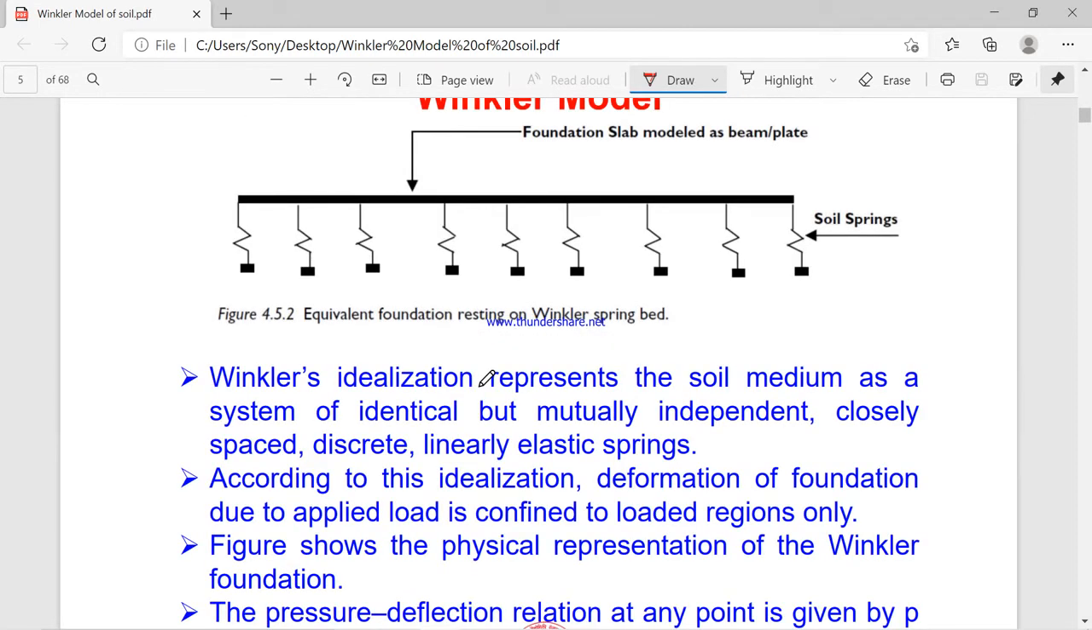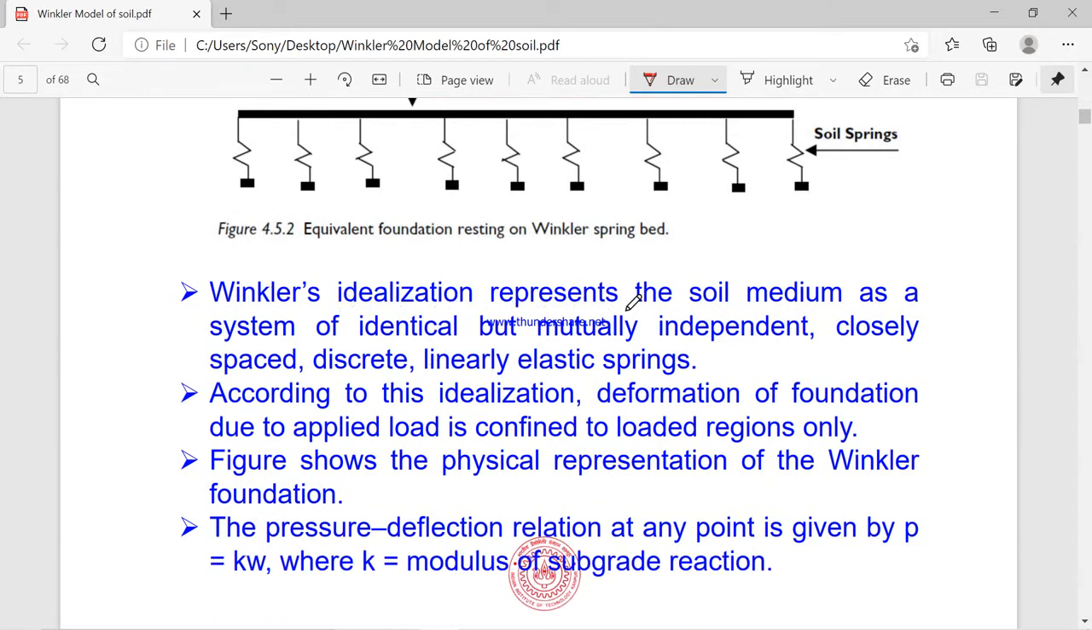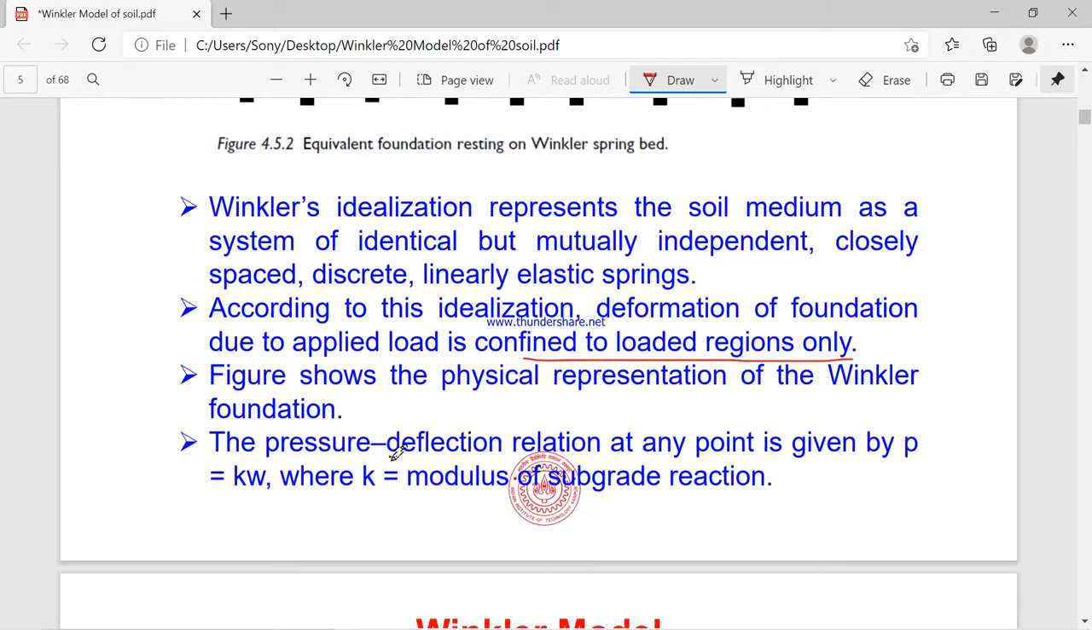Winkler idealized, or represented, the soil medium as a system of identical but mutually independent, closely spaced, discrete, linearly elastic springs. According to this idealization, the deformation of the foundation due to the applied load is confined to the loaded region only. This is an important point. The figure shows the physical representation of a Winkler foundation. As per the diagram, the pressure-deflection relation at any point is given by P equal to Kw, where K is the modulus of subgrade reaction.